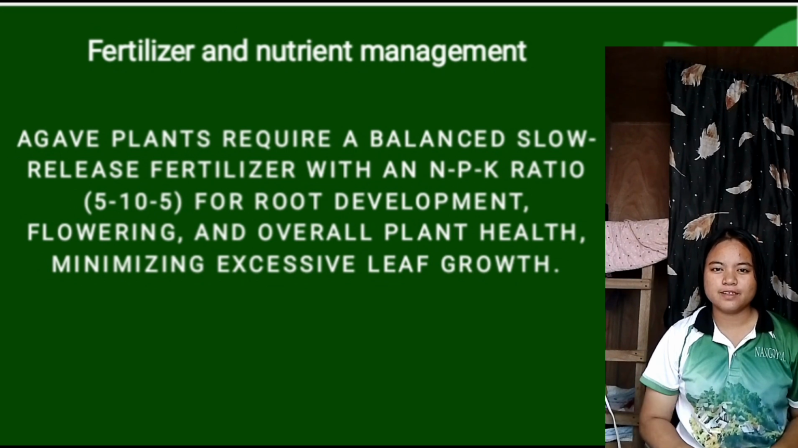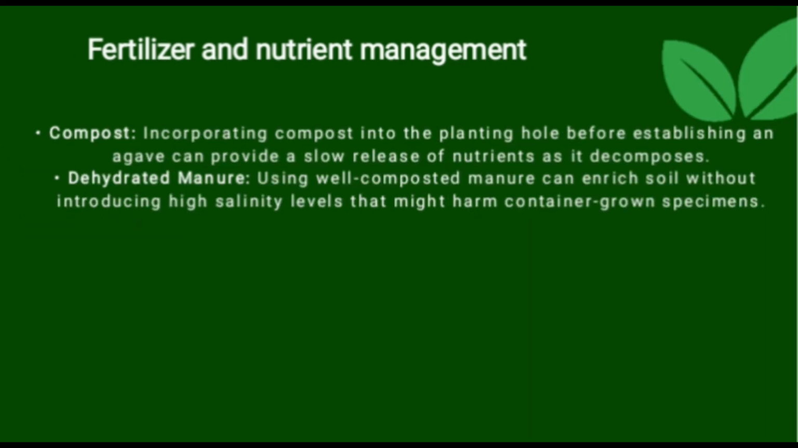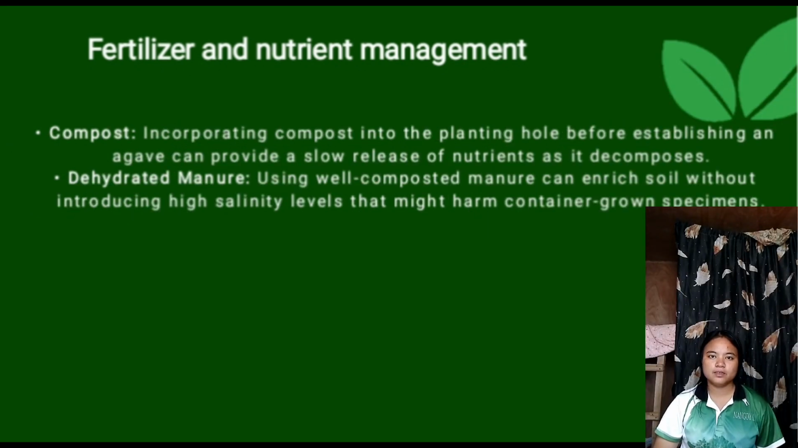For fertilizer and nutrient management, agave plants require a balanced slow-release fertilizer with an NPK ratio of 5-10-5 for root development. For organic alternatives, in addition to synthetic fertilizers, organic amendments can also enhance soil fertility naturally.